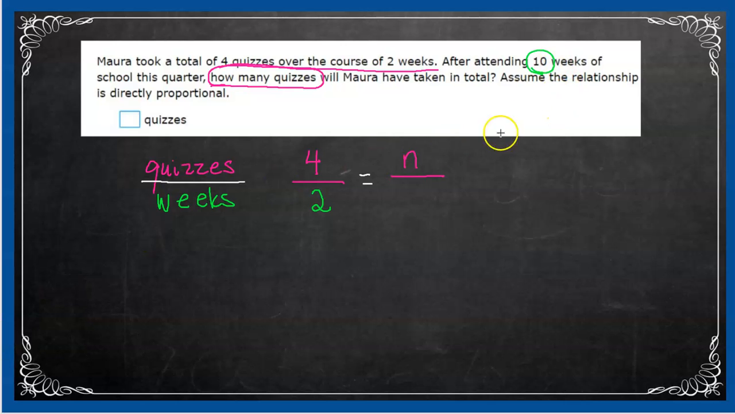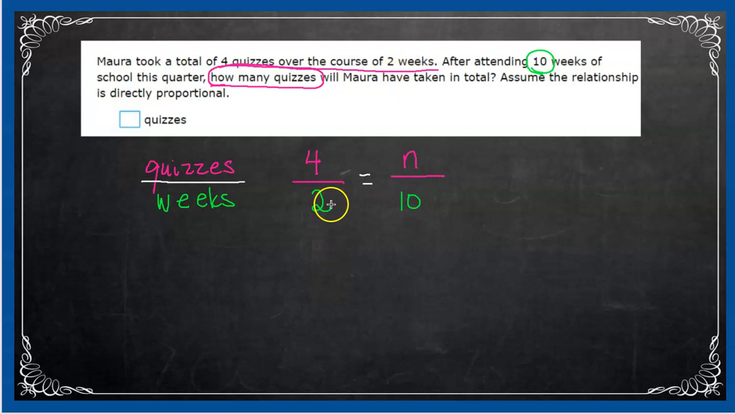And then my green number here is 10. So the N and the 10 go together because it's how many quizzes in 10 weeks. And the 4 and the 2 go together because it was 4 quizzes in 2 weeks. I'm sorry, I said 2 weeks. I think I meant 10 weeks up here. 4 quizzes in 2 weeks.